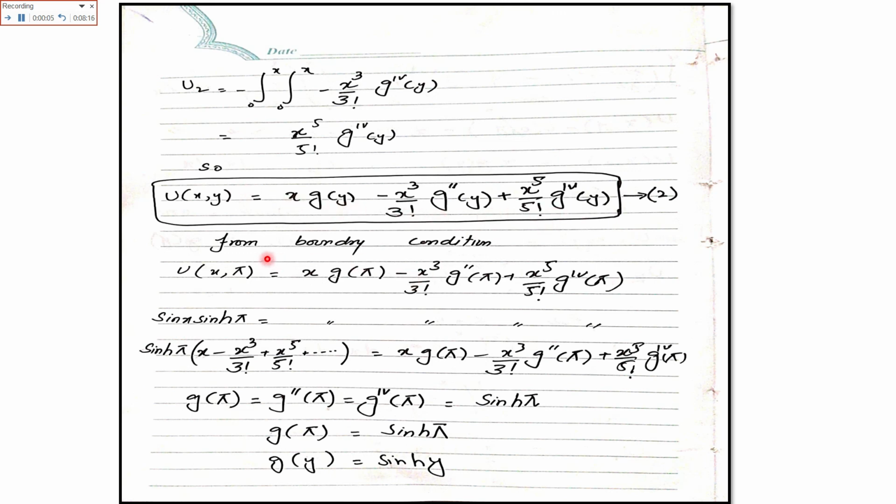Now from the boundary condition, u of x y has been replaced with u of x, pi. Here y is replaced with pi. This value was also given in the equation, so this was equal to this. We have assumed that this value is equal to this series. From this series we have equated that sine x is equal to these terms. So g of pi would be equal to sine hyperbolic pi.